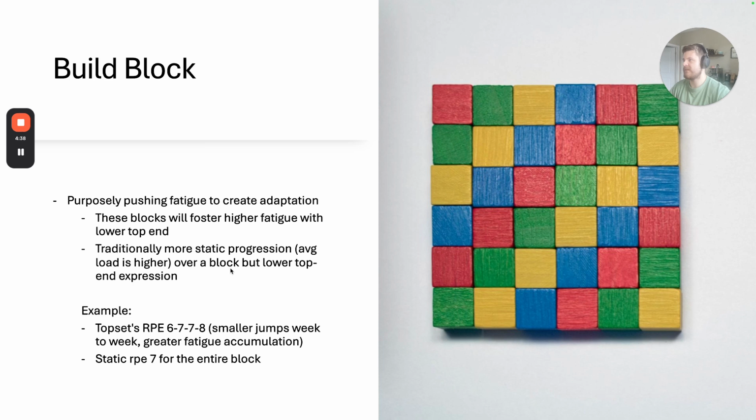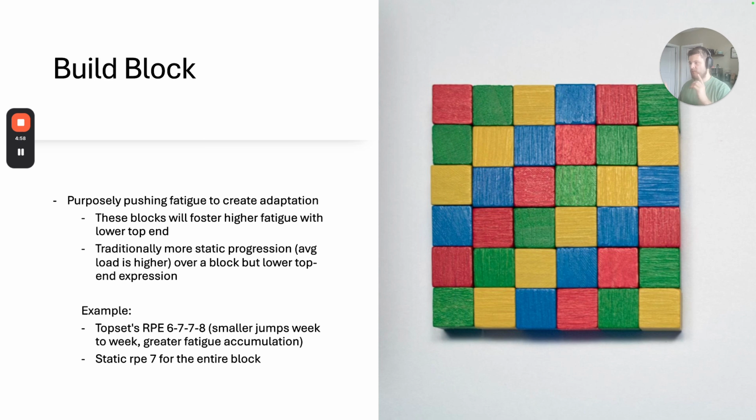So traditionally with these build blocks, we focus on hitting more static progressions. Maybe average load is higher at the start of the block, and we finish with a lower load relative to something like an expression block. And then obviously we'll have a lower top end expression, but that expression is masked by the amount of work we've been doing.